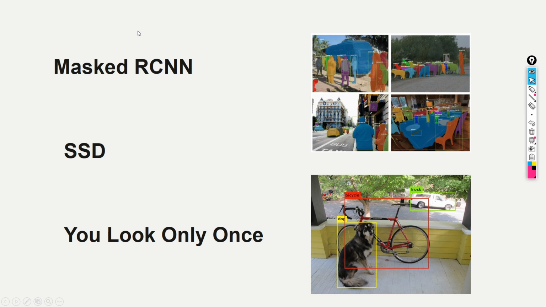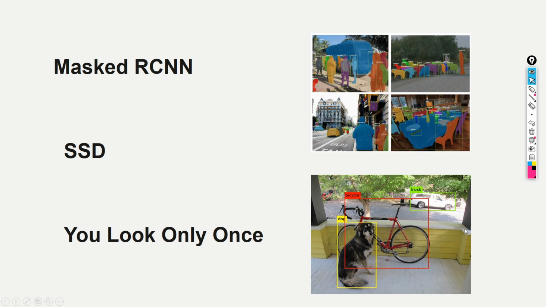Then we had Mask RCNN, which was the combination of both object detection and masking. Then you had Single Shot Detector. Then you had YOLO, You Only Look Once, right? So all these kinds of object detection techniques have come up and people are using them in most real world scenarios and they're doing it absolutely fine.